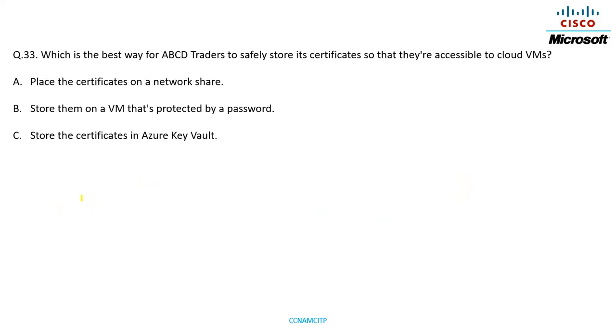So guys, the next question is, what is the way for ABC traders to safely store its certificates so that they are accessible to cloud virtual machines? What is the best way: place the certificates on a network share, store them on a virtual machine that's protected by a password, or store the certificates in Azure Key Vault. So this is your answer.